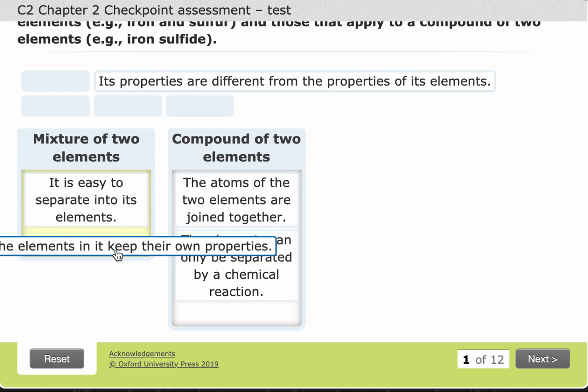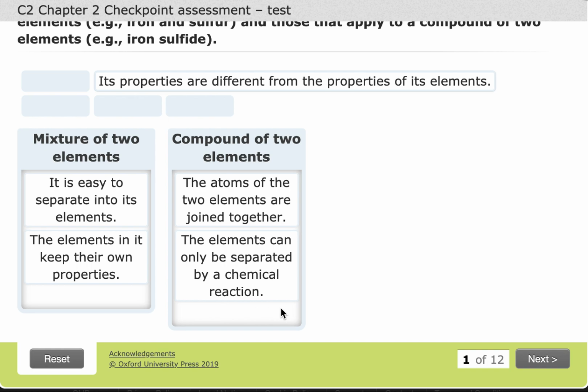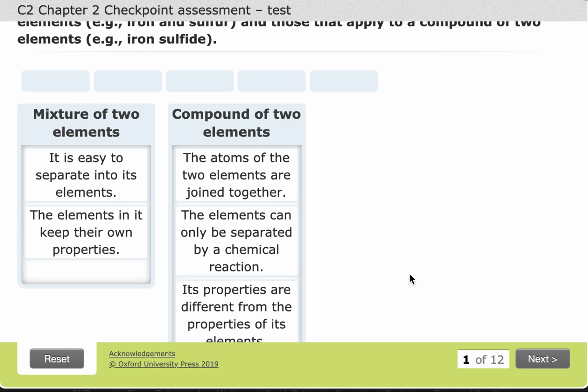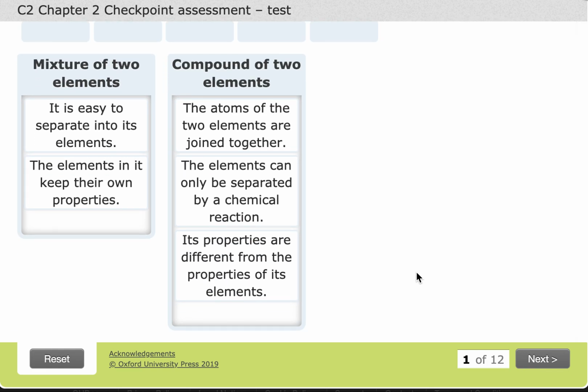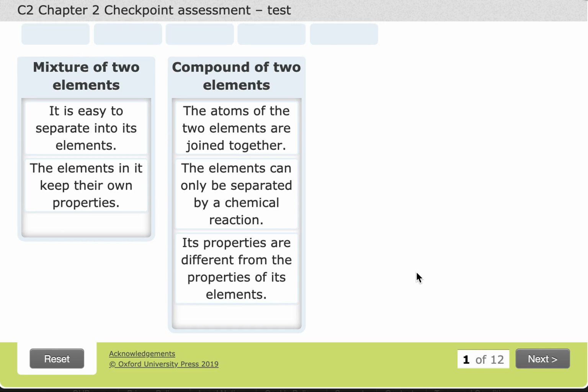Inside a mixture, the elements keep their own properties because the elements themselves are separate to one another, and so therefore the elements haven't been changed. In a compound, the properties are different from the properties of the elements. Take an example like iron sulfide. Iron sulfide is not magnetic, whereas the iron is magnetic.